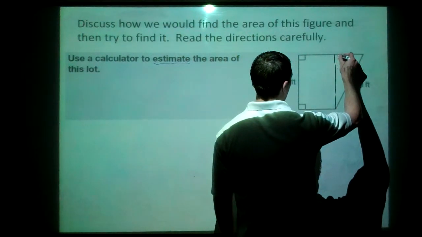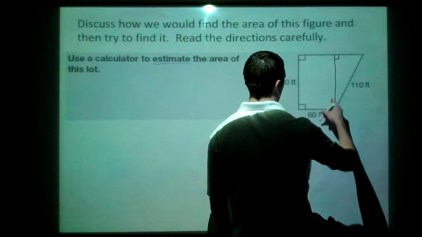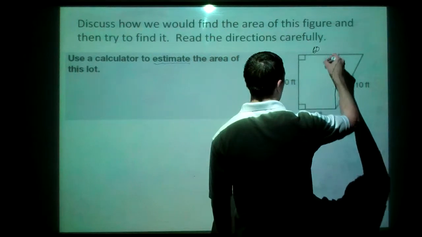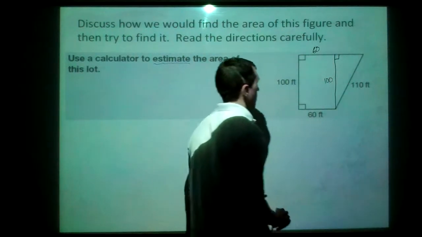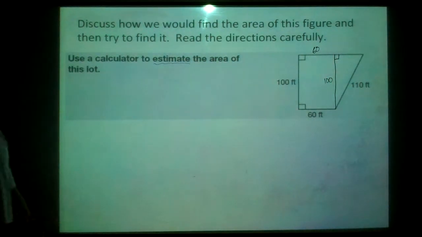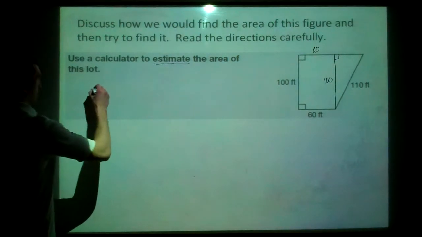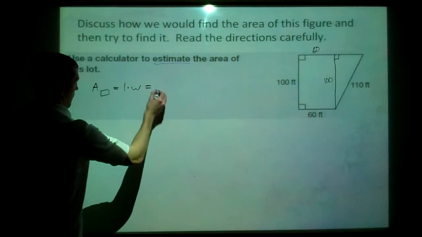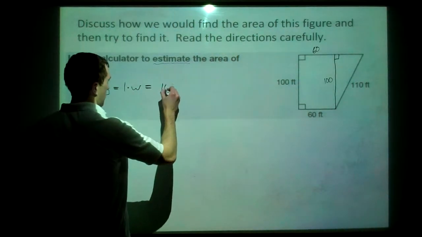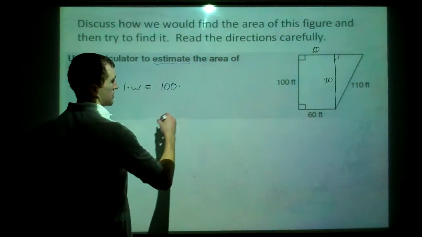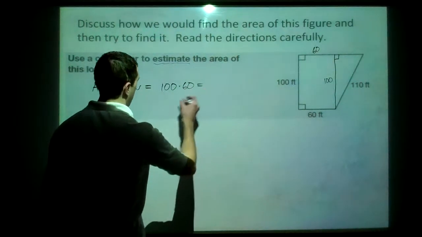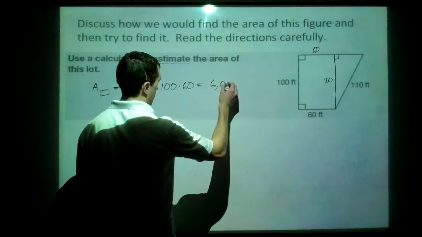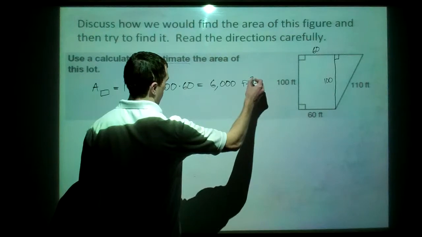So we have a rectangle, and this is 100 feet, and this is 60, and 100. So we could find the area of that rectangle right away, so let's just do that. Area of the rectangle equals length times width, and our length is 100, and our width is 60. So that is 100 times 60, which is 6,000 feet squared.